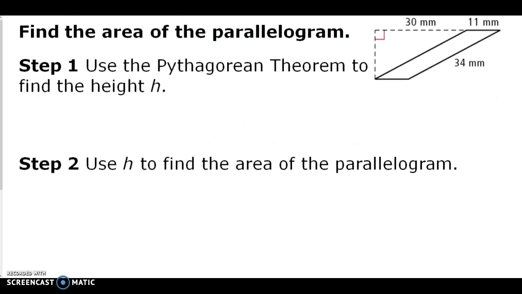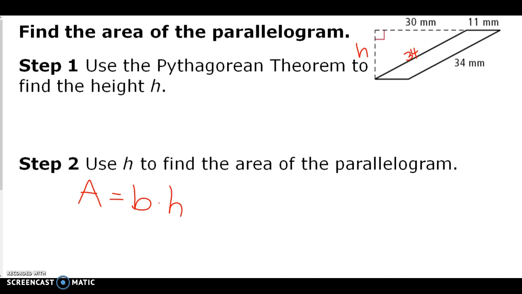So let's find the area of this parallelogram. Okay. So how do I find the area of a parallelogram? Base times height. But we don't know the height. The height is this dotted line right there. So how can I find the height so I can find the area later? Good old Pythagorean theorem. What's our hypotenuse? 34, because opposite sides of the parallelogram are congruent.